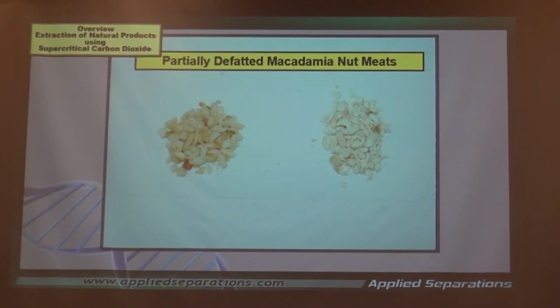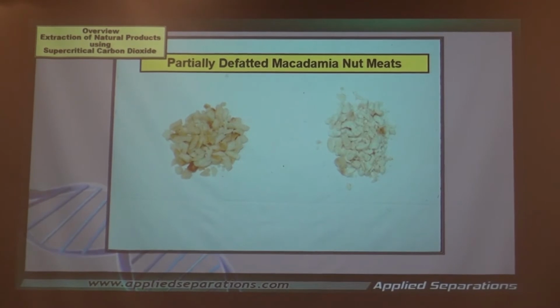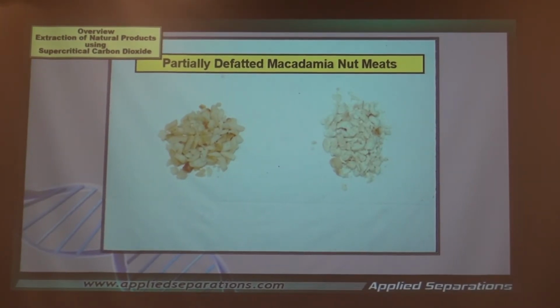Now, it's been determined that apparently about 2 or 5% of the population can't tell the difference between the nut with all the oil and the nut with some of the oil removed. So now what the company has been able to do is remove some of the oil and sell it, and then also sell the nut. So now instead of selling all the oil or selling the nut, they're able to sell both and make more money that way. So this is partially defatting. It's a very clever way of doing it.